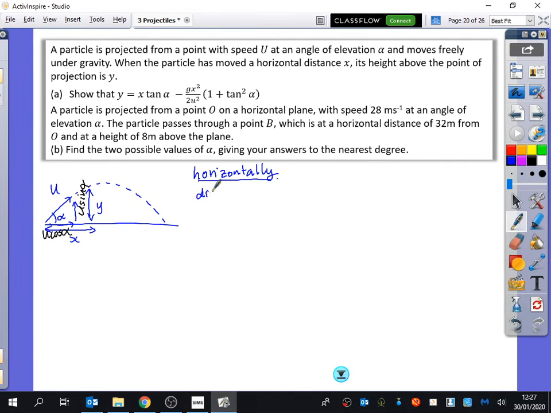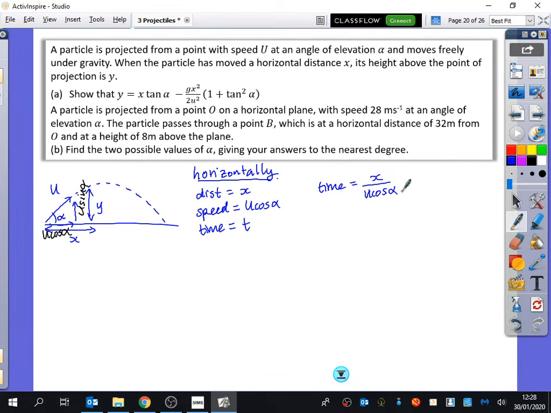Now, the distance that we think it's going to go horizontally is what? Is x, and the speed is u cos alpha. Do we know what the time is? Good, because we need t. T is the bridge value that will take you in between horizontal and vertical. So t is the thing I'm going to use here. I'm going to find out what the time is, and then I can put that into the other equation. So time equals distance over speed.